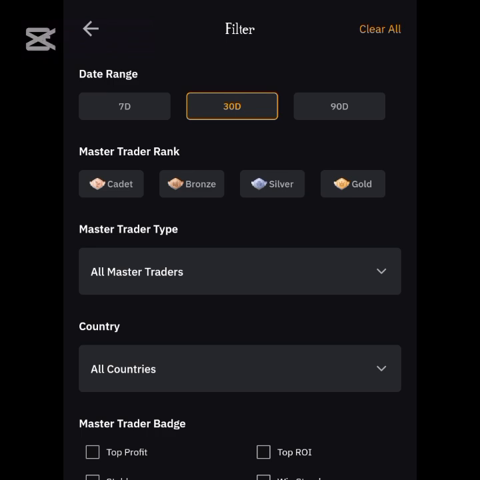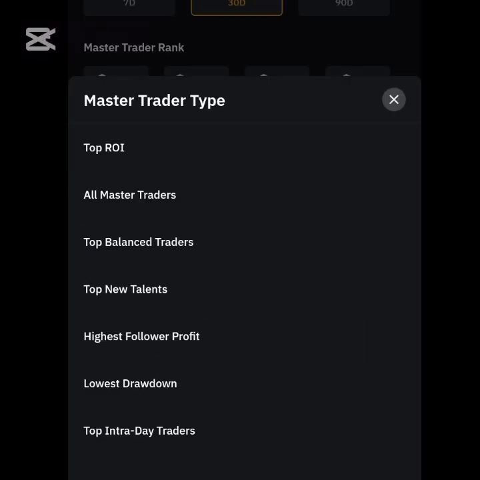You understand? Then we have the all master traders. So remember what we talked about in the first part of this. You have the top ROI, all master trader, top balance traders, top new talents, highest follower profit, lowest drawdown, top intraday traders. Now this is where you pick the one that you feel aligns with what you are looking for. So if you are looking to make much profit in a shorter period of time, you select the top ROI traders. If you are looking at a balanced, more conservative way to make money, you don't need much profit, you don't want to risk your portfolio at all, then you select the top balance traders.